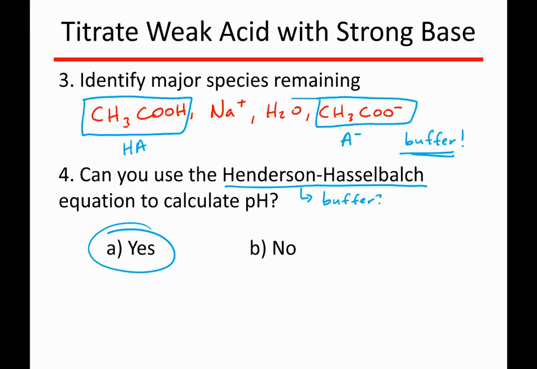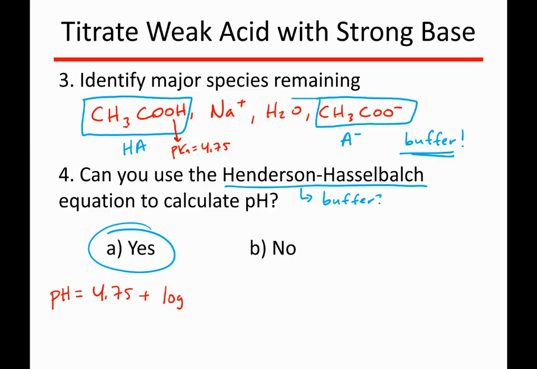We don't have to bother with doing ice tables or any other crazy things to find the pH. All that's left now is for us to plug the numbers into the Henderson-Hasselbalch equation. So the pH is equal to the pKa of acetic acid. The pKa of acetic acid is a given value. It's on the information page. The pKa of acetic acid is 4.75 plus the log of A minus over HA.